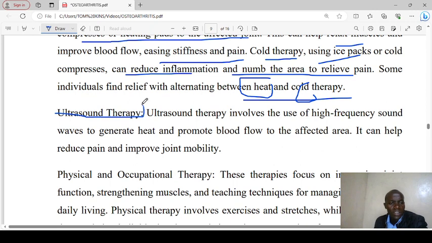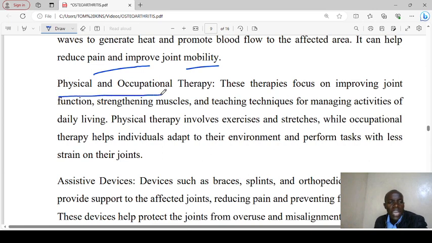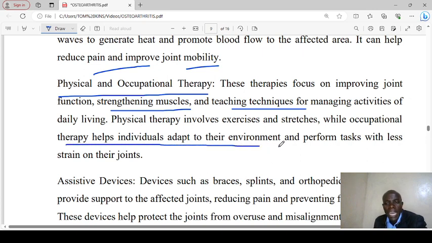Next, we have ultrasound therapy. This involves the use of high frequency sound waves to generate heat and promote blood flow to the affected area. It can help reduce pain and improve joint mobility. We also have physical and occupational therapy. This one focuses on improving joint function, strengthening muscles, and teaching techniques for managing activities of daily living. Physical therapy involves exercise and stretches, while occupational therapy helps patients adapt to their environment and perform tasks with less strain on their joints.